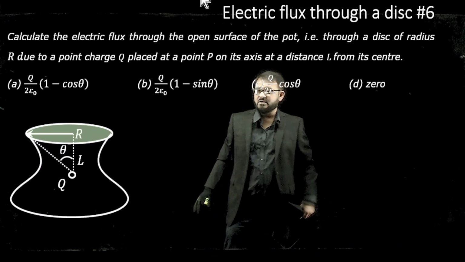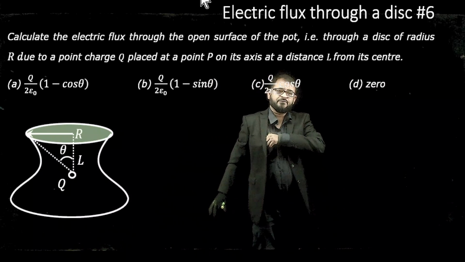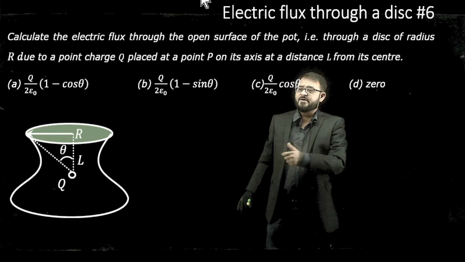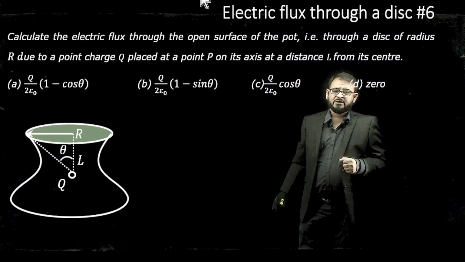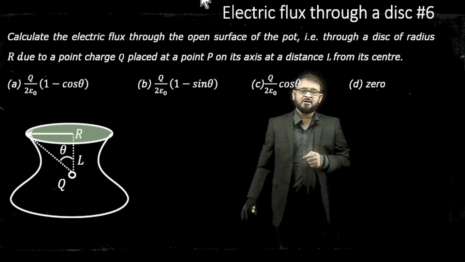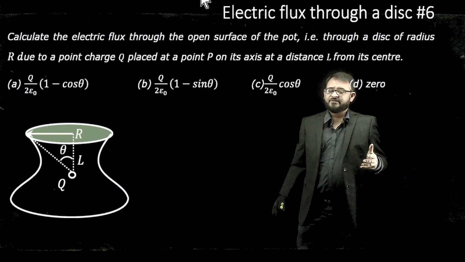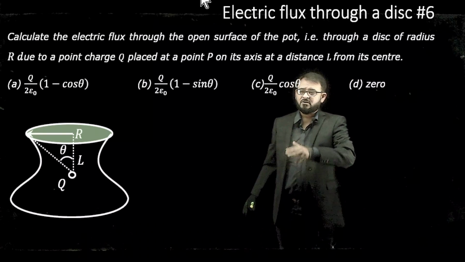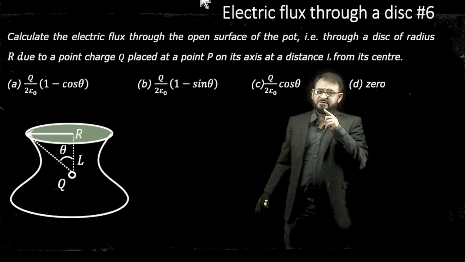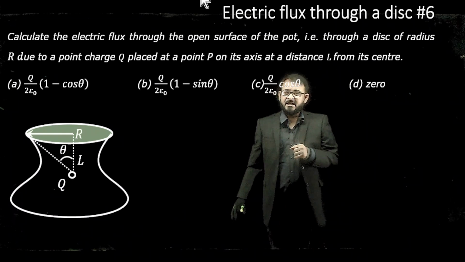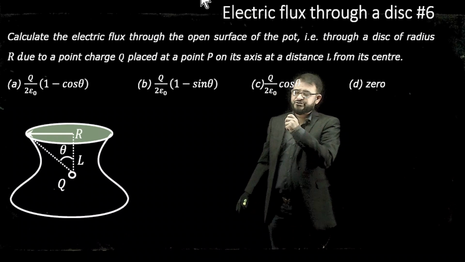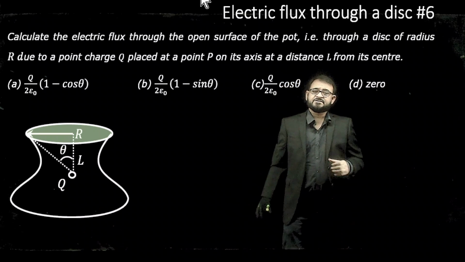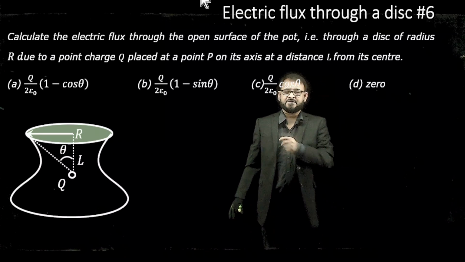Have a look at this horrible problem. We have to calculate the electric flux through the open surface of the pot. The pot is shown in the figure, and effectively what we are asking is, if the pot is closed at all other sides, then this part is open. And if you put a charge Q at a distance L from this disk, what is the amount of flux?